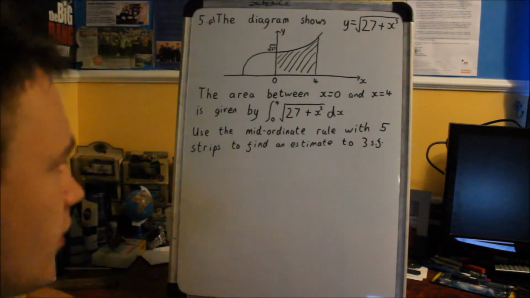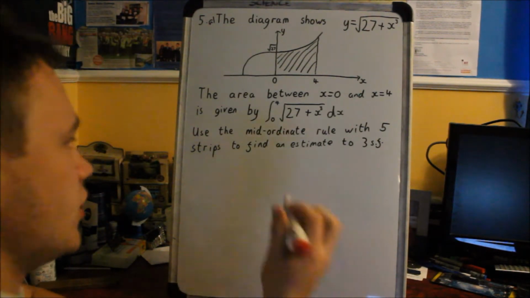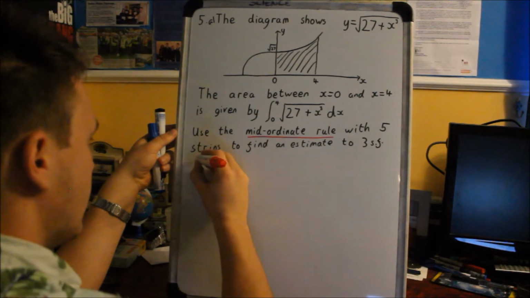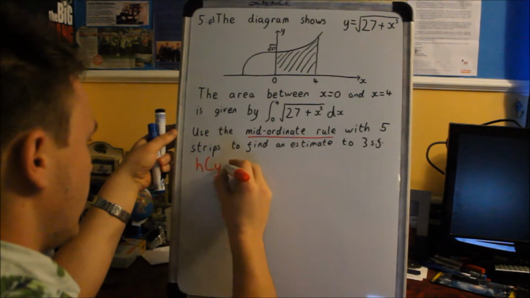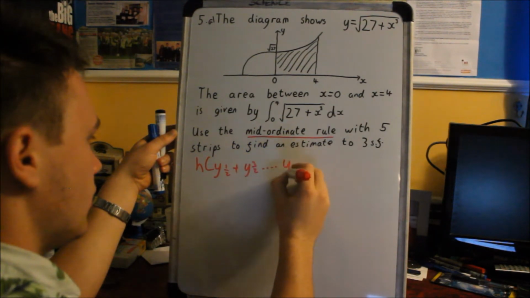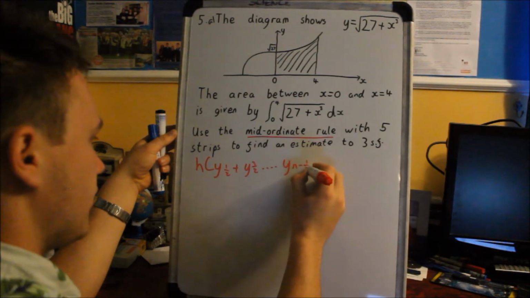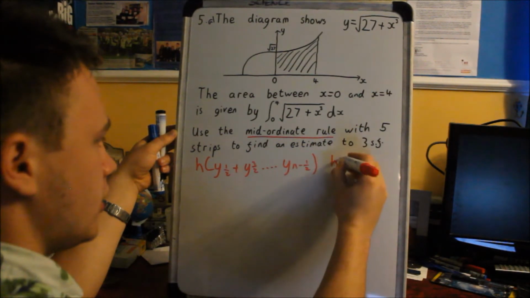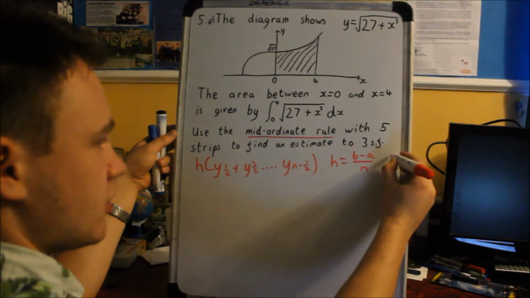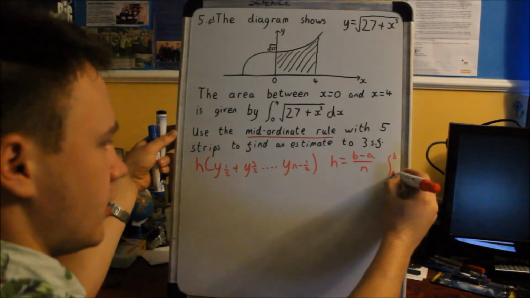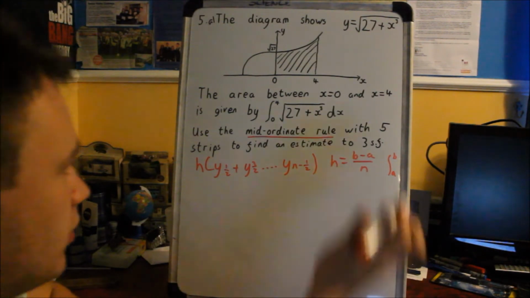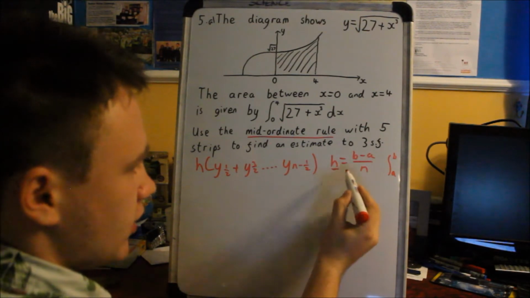Let's have a look at it. First thing to do is, it's told us to use the mid-ordinate rule, so make sure you select the right rule. h times y half plus y 3 over 2, and it's every half all the way up to y n minus half, where h equals b minus a over n, and it shows you a picture at the beginning of an integral with b at the top and a at the bottom. So our first step for all of these, the trapezium rule and everything, is the same. I'd work out your h first, that would be a good idea.